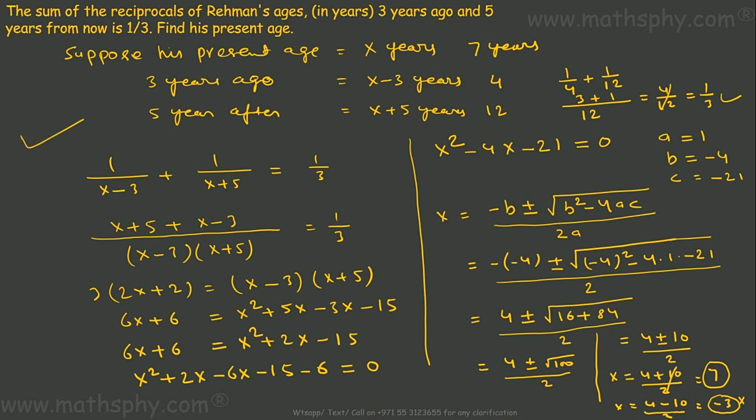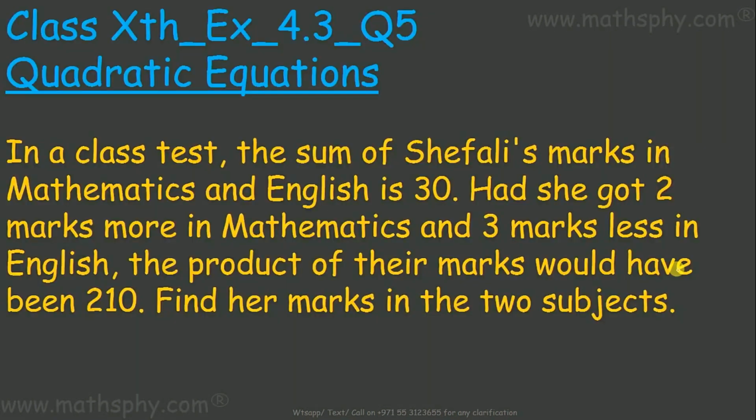That's the answer. Done? This question says, in a class test, the sum of Shefali's marks in mathematics and English is 30. Means total marks putting together in mathematics and English, they are 30. Had she got 2 marks more in mathematics and 3 marks less in English, the product of their marks would have been 210. Find her marks in the 2 subjects.